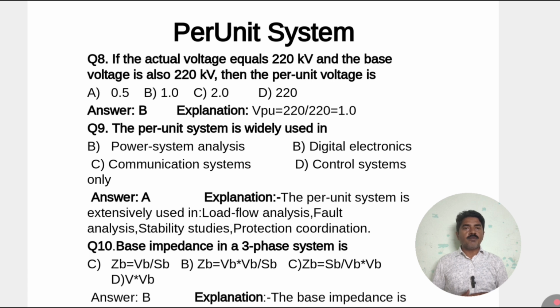Ninth one: the per unit impedance is widely used in? The per unit system is mainly used in power system analysis. Here A is the answer. Tenth one: base impedance in a three-phase system is? To calculate base impedance, all of you know that P is equal to root 3 VL IL cos phi. Here cos phi is constant. So from that equation, ZB is equal to VB square by SB. Here B is the answer.